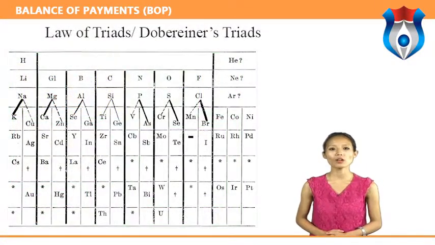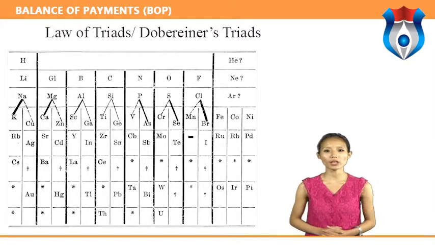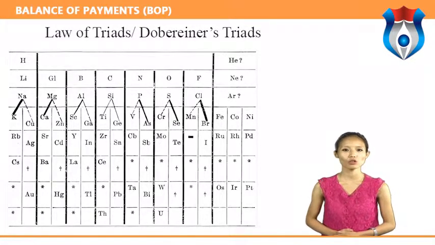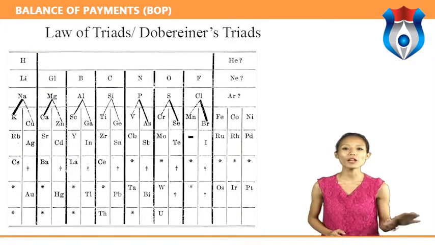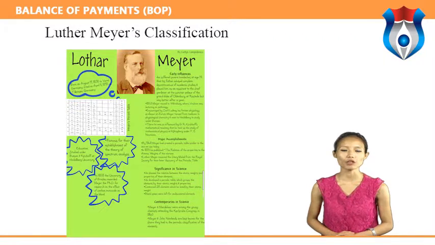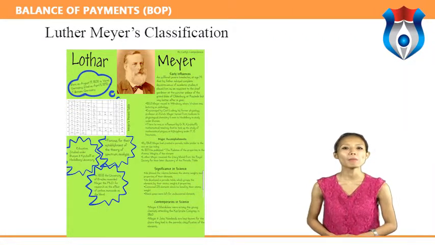Law of triads, Döbereiner's triads. In 1829, a German scientist, Döbereiner, made use of the relationship between atomic masses and properties of elements. Drawback: this rule is not applicable for all the elements. Lothar Meyer's classification. In 1864, a German chemist, Lothar Meyer, published an incomplete periodic table. He included about 56 elements arranged in groups from 1 to 8.